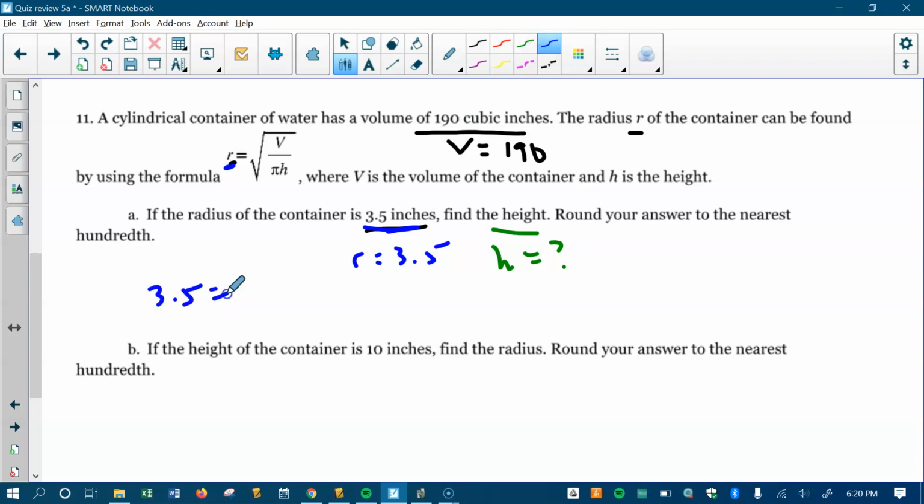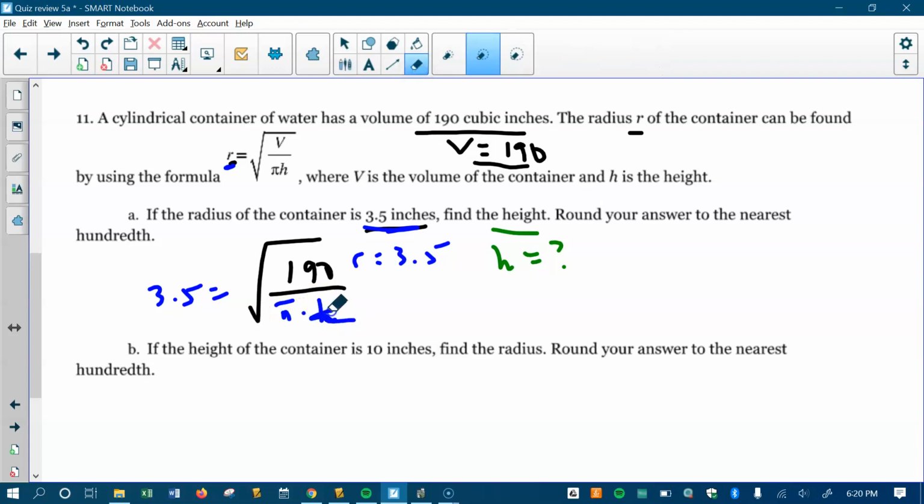So 3.5 equals the square root of 190 over, and now we need to do pi times h. And actually that color coding is very weird now, so now I'm just going to erase this. All right, pi times h in there. We'll put h in green, and we'll put the pi in red because who doesn't like a red numeric pi?